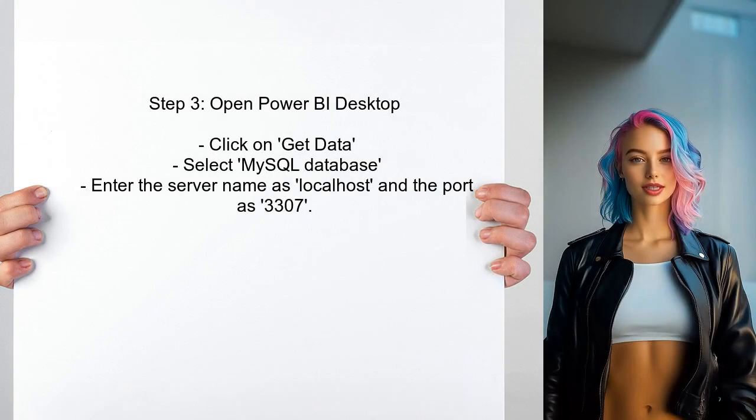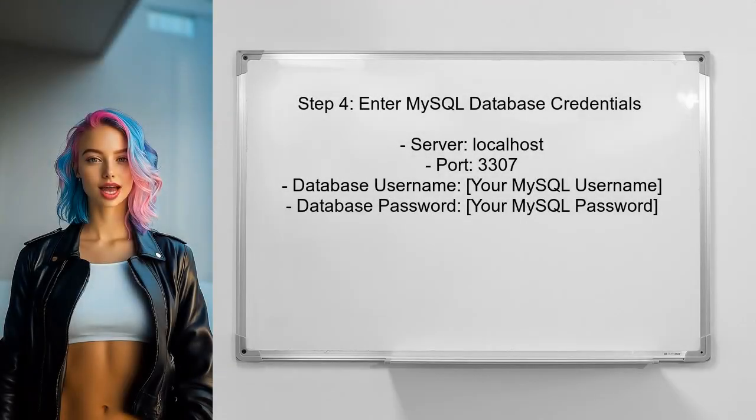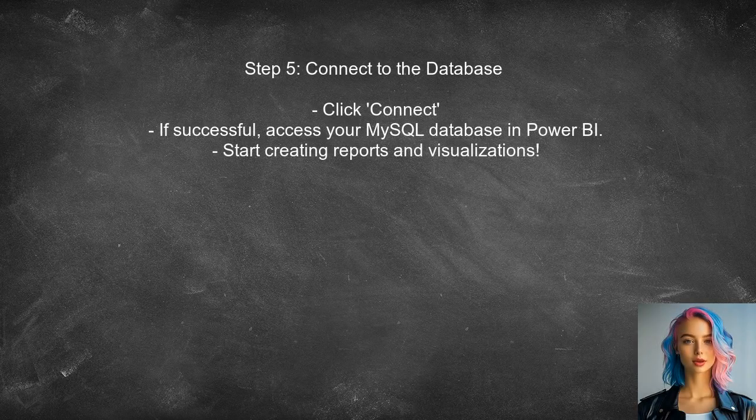After setting up the SSH tunnel, the user should open Power BI Desktop. In Power BI, they will select Get Data and choose MySQL Database from the options. Now, the user must enter the MySQL database credentials. This includes the database username and password, which are different from the SSH credentials. Finally, the user can click Connect to establish the connection. If everything is set up correctly, they should be able to access the MySQL database through Power BI.